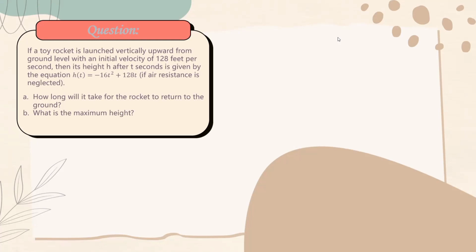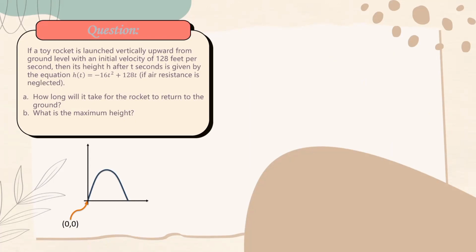Here is an example of a question about quadratic equations. If a toy rocket is launched vertically upward from ground level with an initial velocity of 128 feet per second, then its height h after t seconds is given by the equation h of t equals negative 16 t squared plus 128 t, if air resistance is neglected. A. How long will it take for the rocket to return to the ground? B. What is the maximum height?